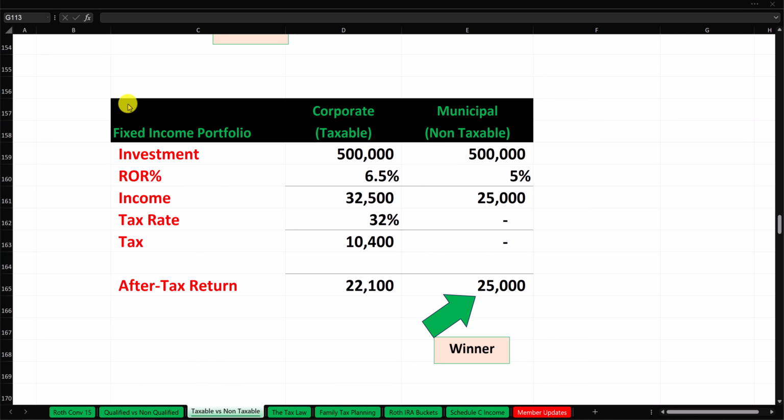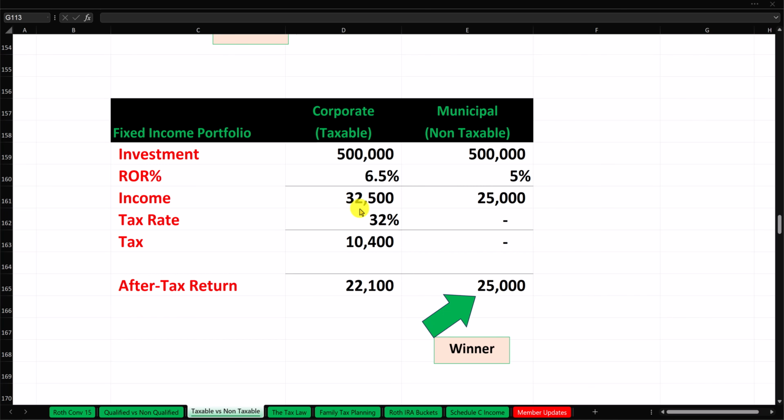Now, what about if the tax rate is higher? So in this example, we're going to keep everything the same except for the tax rate. So we have the same $500,000 invested in both portfolios. This one still pays a 6.5% rate of return. This one still pays a 5% rate of return. We're still looking at $32,500 of interest income before tax here and $25,000 of interest income over here. However, now, assuming that we're in a higher marginal tax rate, let's just assume 32% for this example, we're going to have tax of $10,400 on this interest income.